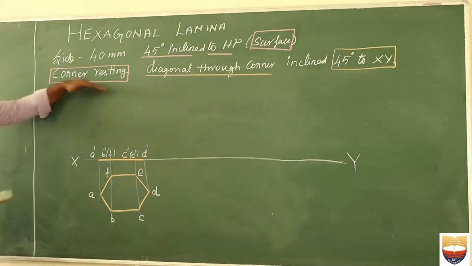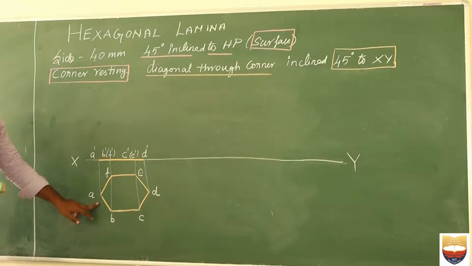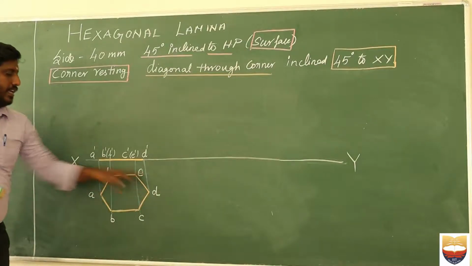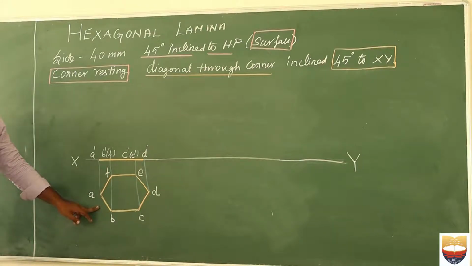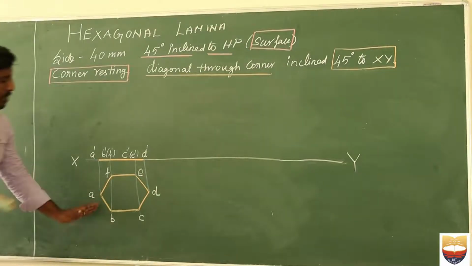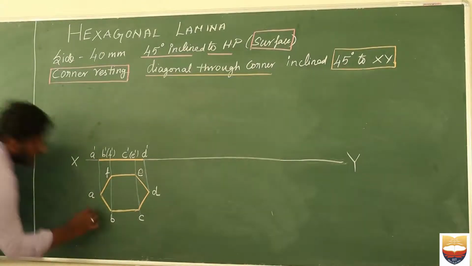Based on the given data, corner resting, obviously I know that the hexagon can be drawn in two ways: one is side resting and the other is corner resting. Here I have drawn a corner resting hexagon and named it A, B, C, D, E and F. In my previous classes I described how to draw a hexagon. There are two ways of drawing it: one is the inclination method, the other is the circular method. It is your option to draw. After which I have projected. This is the first thing I have drawn.